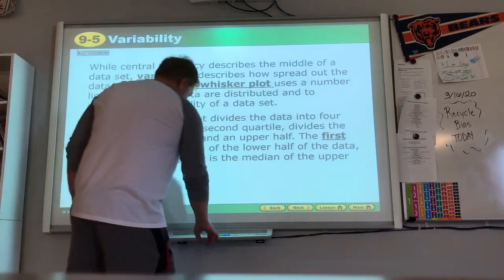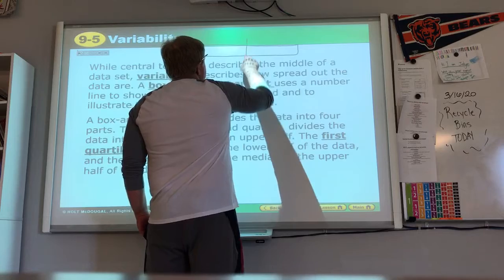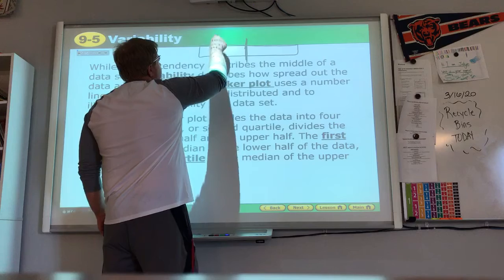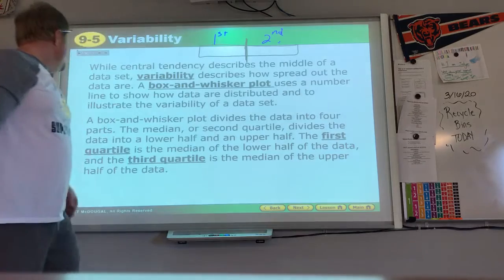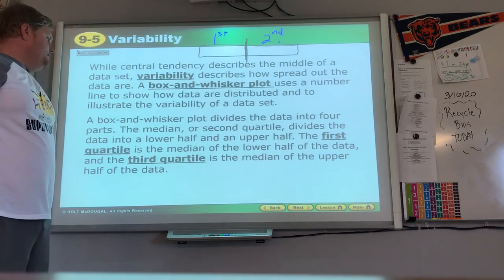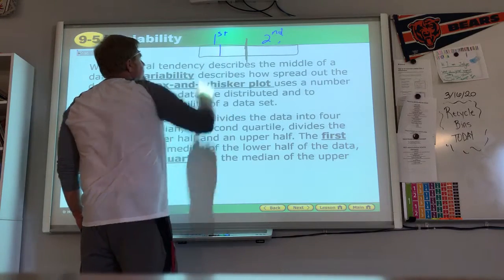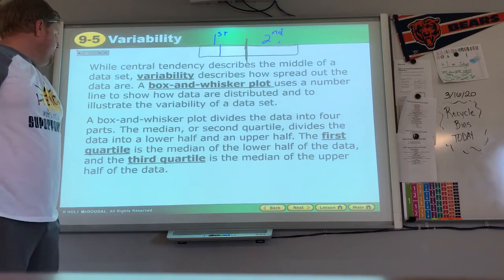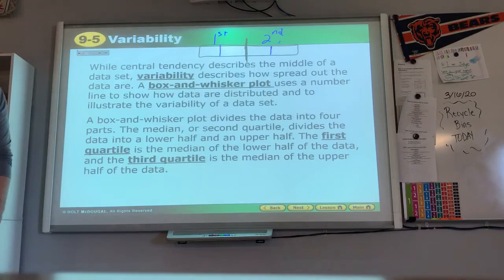So think about it like this. I find the median. Now with the median, I got two halves. Now, the first quartile is the median of the lower half. So there's the lower half. First quartile would be the middle of that. The median of the upper half would be the second quartile. So the middle of there. The only difference is, instead of doing it with a rectangle, we will do it with numbers.